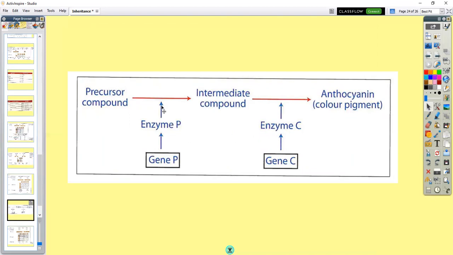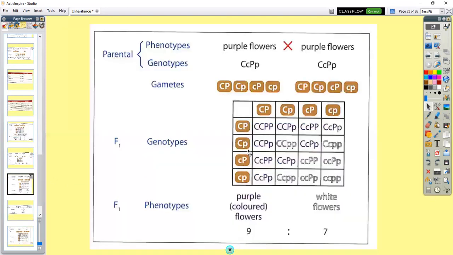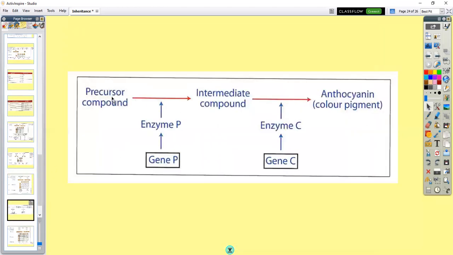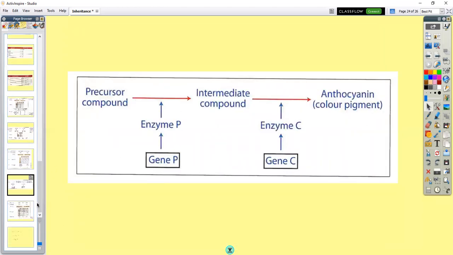So anything with a big P, it converts white to white. Anything with a big C then converts white to purple. So in order for purple to be produced, it would need a big P and a big C. Okay, so these don't have them. It would stay in that precursor or intermediate white compounds.